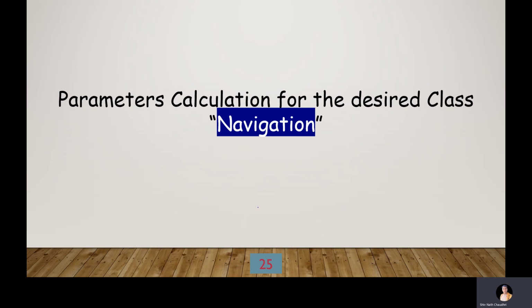Now we will calculate all the parameters considering that the navigation category of the videos is the desired class. In this case, solution and conclusion are considered non-desired categories. Therefore, solution and conclusion collectively represent a single non-desired category versus the desired category.